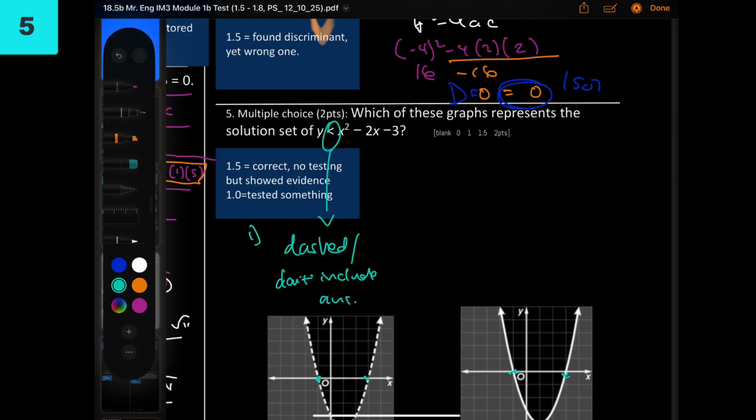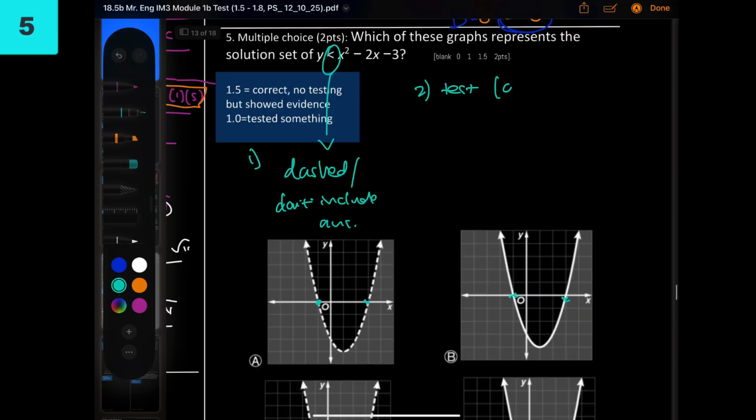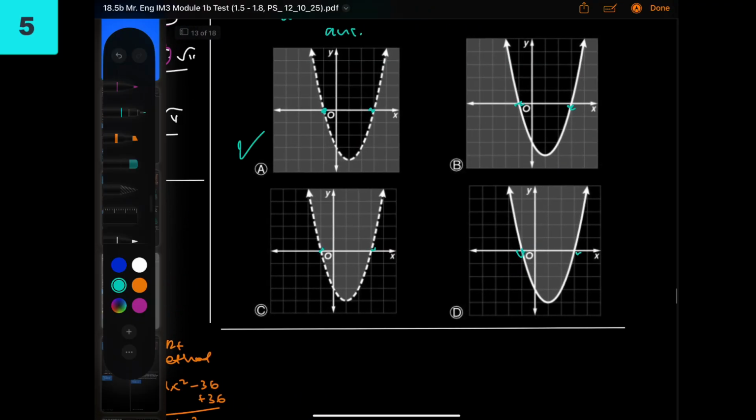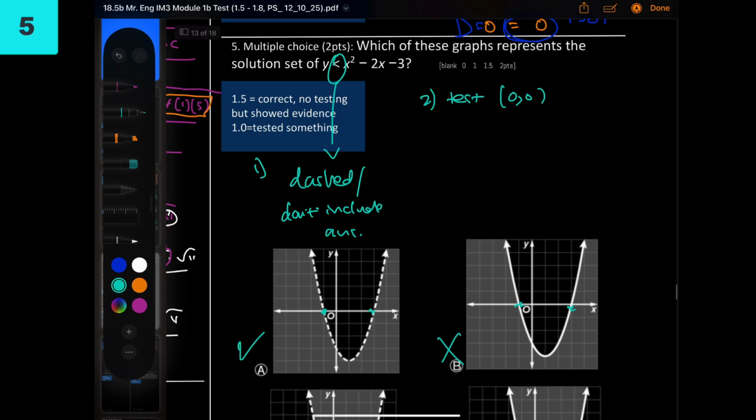So that's the first thing, then inequality. The second thing here, you just need a test. So what do you test? You don't have 3 regions in this problem. You're testing 0, 0. Okay, so if I know it's dashed, that means I know it's A or C, so it's not B or D. The next thing I'm going to do is test 0, 0.